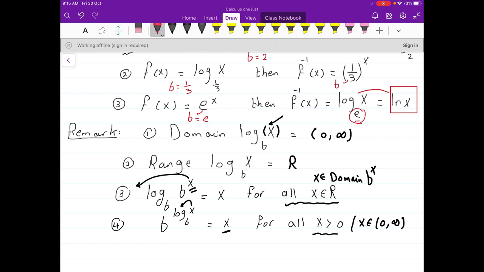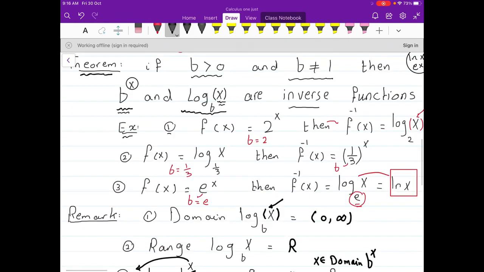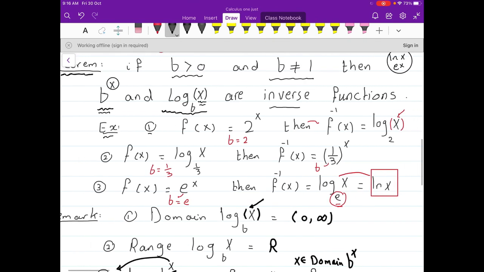When we talk about ln, instead of b we have e, and instead of log we have ln. In general we have b, and instead of ln we have log, and this x must be positive. So until now we have defined a new function, the general logarithmic function, and its inverse b to the power x, and we know the domain and the range for this function. Okay.